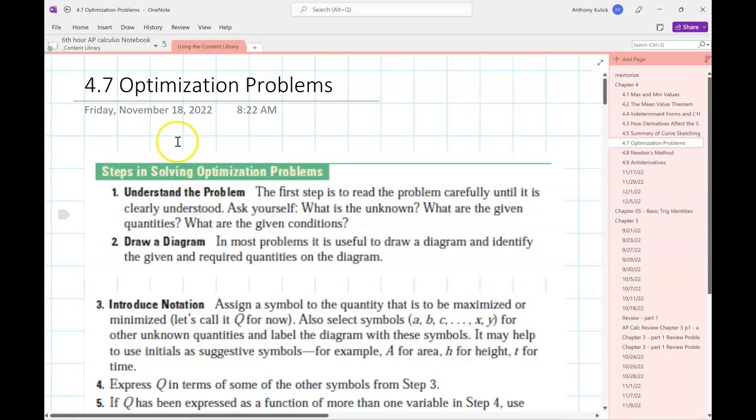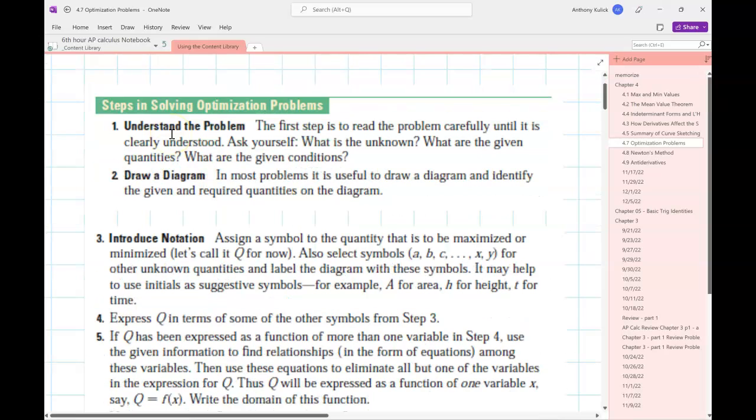The textbook has some steps for solving these optimization problems. Step number 1 is to understand the problem. Read the problem carefully until it is clearly understood. That means if you don't understand what's going on, keep reading it and thinking about it till you do. Helpful questions you might ask yourself: what is unknown? What are the given quantities? What are the given conditions?